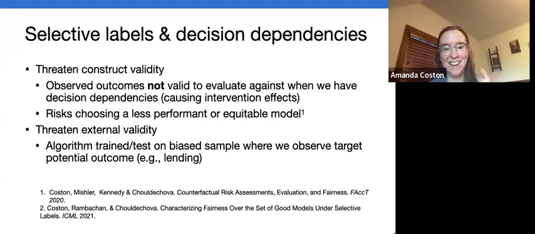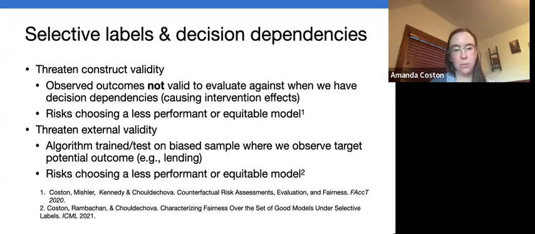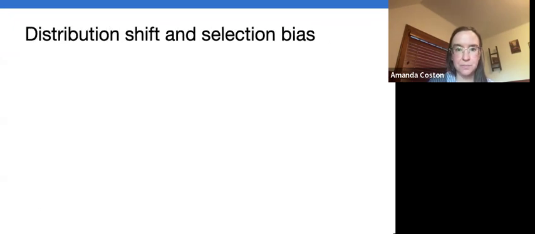But when we do this, although at least we were thinking about these decision dependencies, the problem is that the biased sample is not representative of our target population. And so that's a threat to external validity. And again, we can risk choosing a less performant or a less equitable model if we do that.